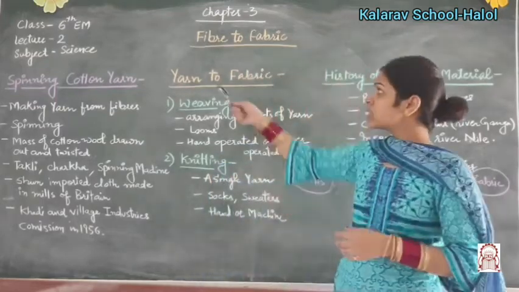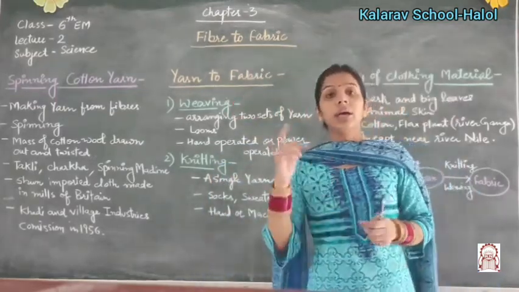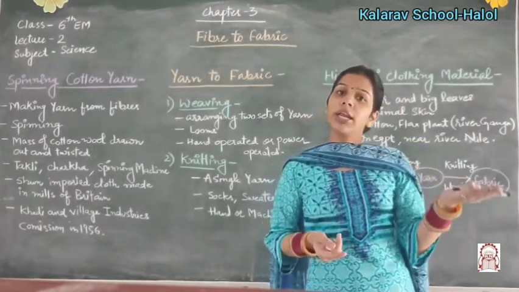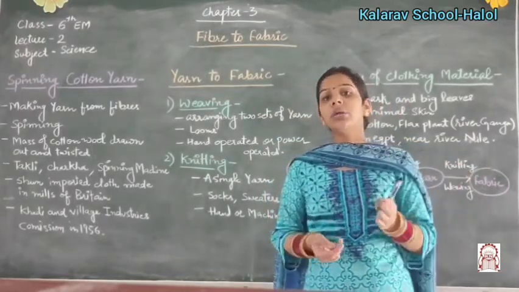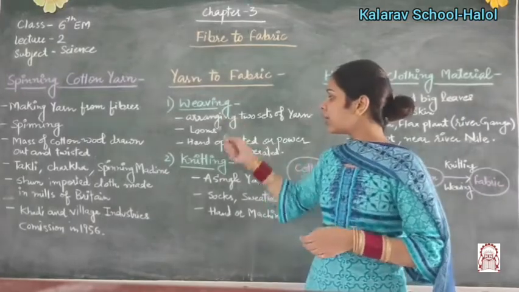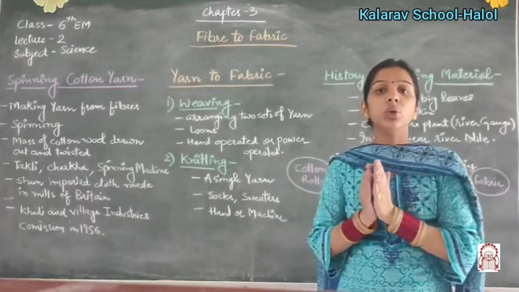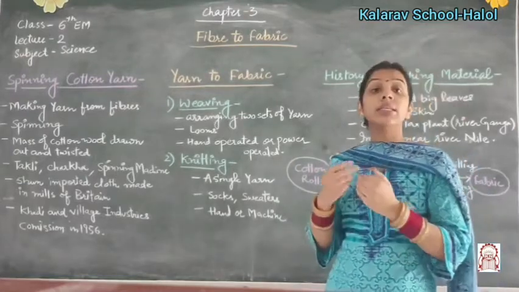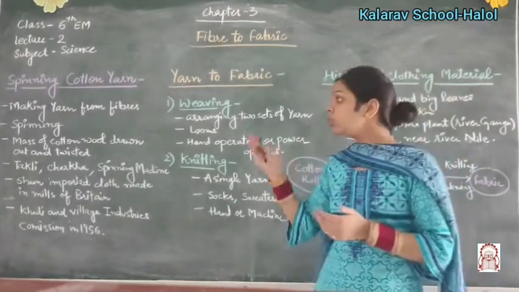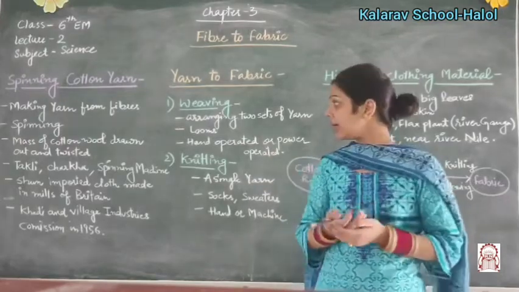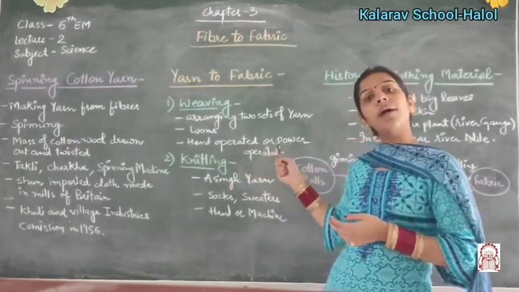The next step is yarn to fabric. The process by which we get fabric from yarn is done by two methods, that is weaving and knitting. Weaving is the process of arranging two yarns together. It is done by looms. The looms can be hand operated or power operated.